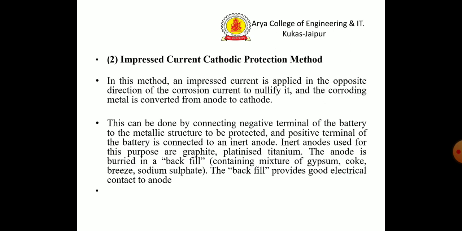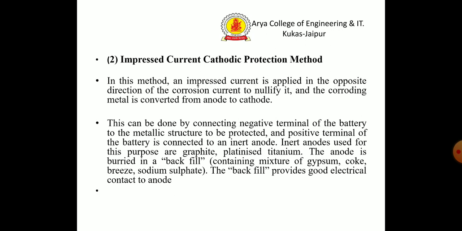And second is the impressed current cathodic protection method. In this method, an impressed current is applied in the opposite direction of the corrosion current to nullify it, and the corroding metal is converted from anode to cathode. This can be done by connecting the negative terminal of the battery to the metallic structure to be protected, and the positive terminal of the battery is connected to an inert anode.